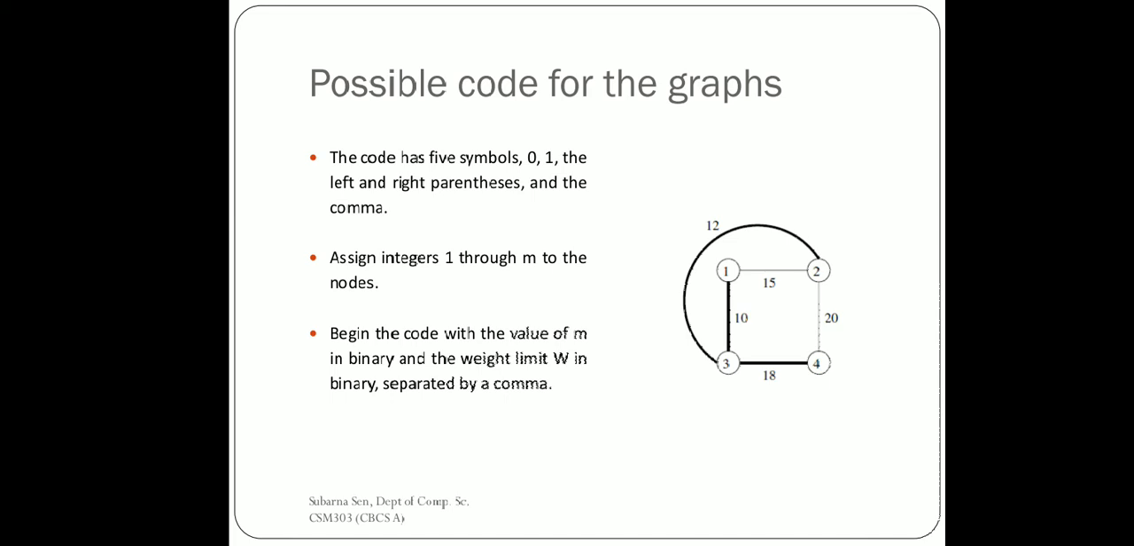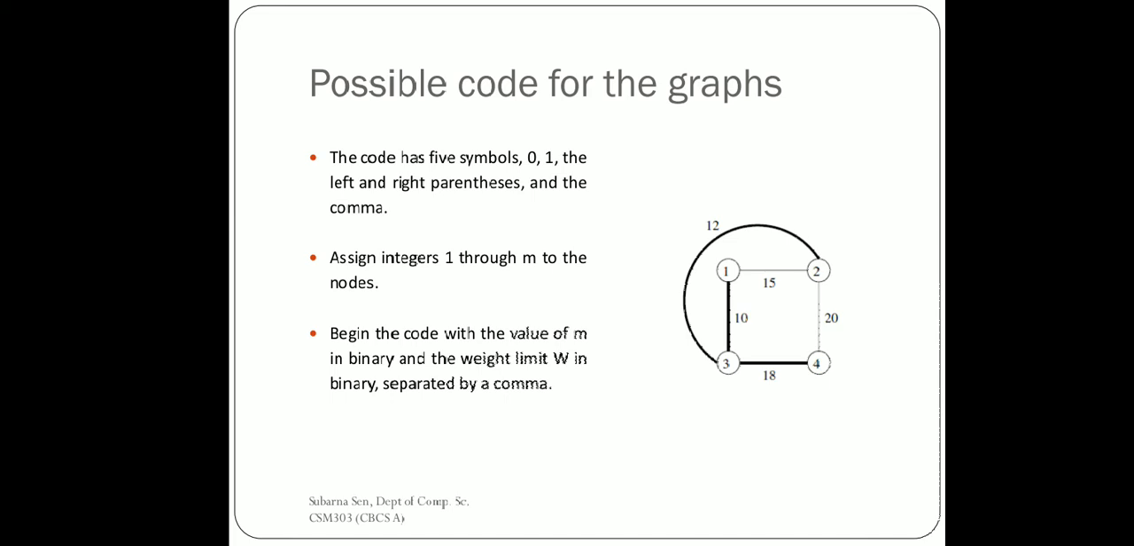So how to assign codes, we will see that. We will begin the code with the value of m. What is m? M's value means the number of nodes present in the graph, and the total weight limit. What is the total weight limit? For now we will consider the total weight limit as the weight of the spanning tree that we have generated. For us it is 10 plus 18 plus 12, so it is 40, right? So we will consider w equals 40 in our case.